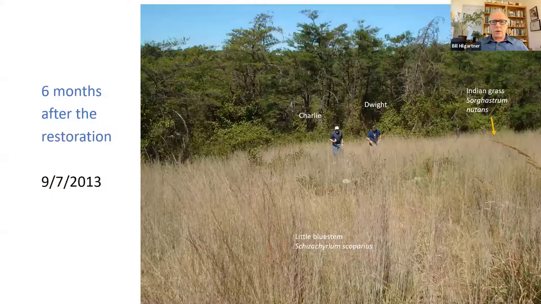Six months later, Charlie Davis and Dwight Johnson and I went out, and other people have gone out too, but we were out here looking to see what we could find, and you can see it's pretty lush. In that one corner there, right corner, is Indian grass, which is not on the plot I was telling you about, but does also occur in Soldier's Delight, so that's pretty nice.